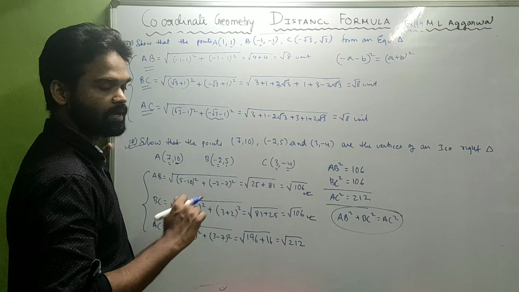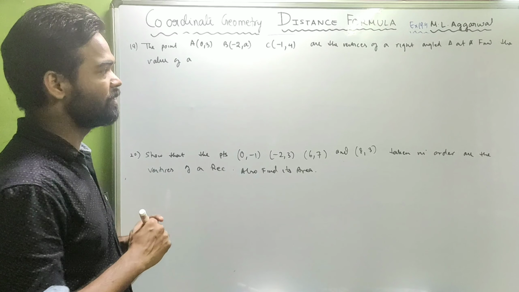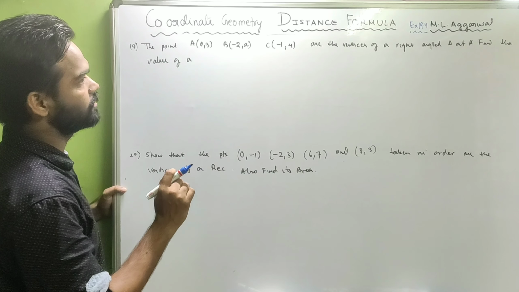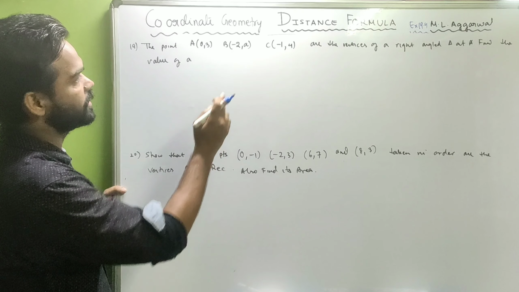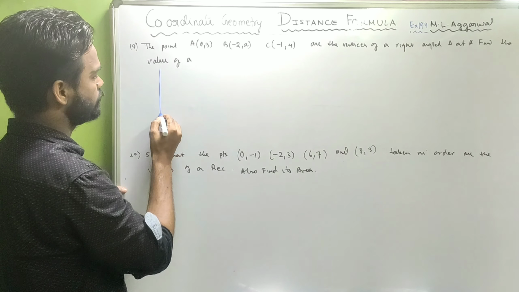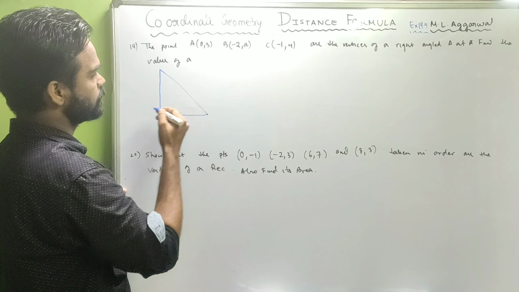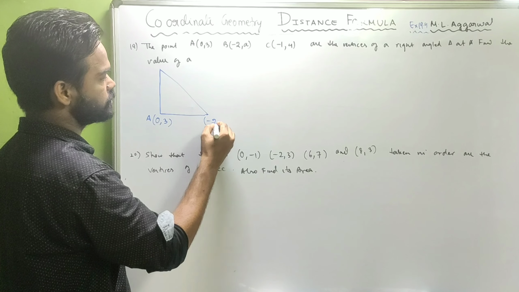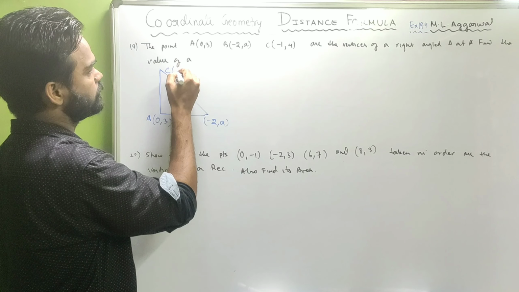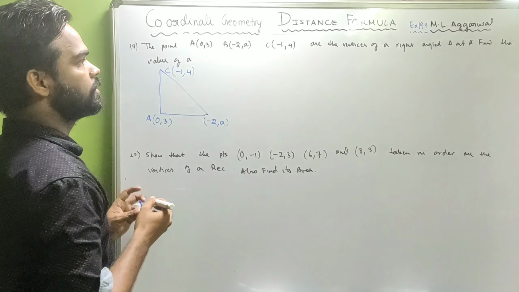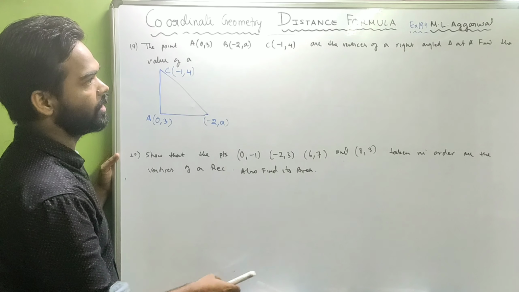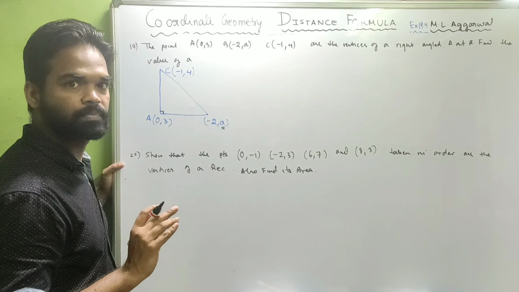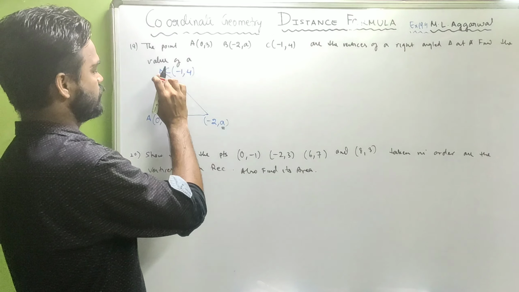Okay, now let us look at the next sum. Now look at sum number 19. The points A, B and C are the vertices of a right angled triangle at A. Find the value of small a. Okay, now look over here. We'll draw the triangle. Coordinate of A is 0, 3. Suppose this is B, minus 2, a, and the third vertex is minus 1, 4. They are the vertices of a right angle triangle at A. They have told this. Find this small a. Okay, very easy. Look over here. First, find AB.